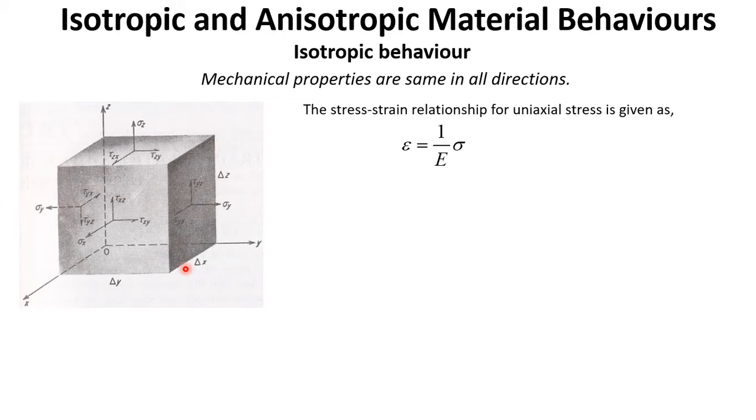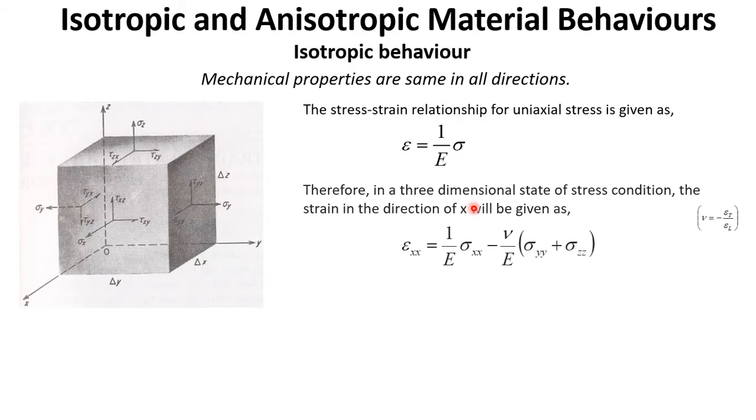So from the elastic theory, we know that the stress-strain relationship for uniaxial stress will be given as this one. Strain is equal to sigma over E, where E is the Young's modulus. But if we have a three-dimensional state of stress, that means we have stresses applied in all the directions x, y and z. In that case, the strain in x direction will be given by this equation.